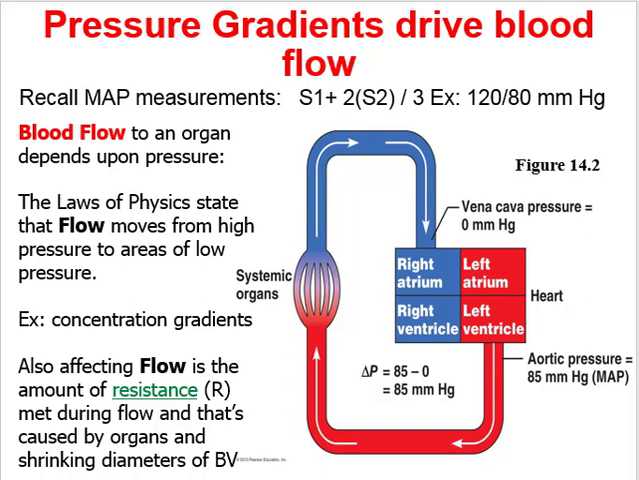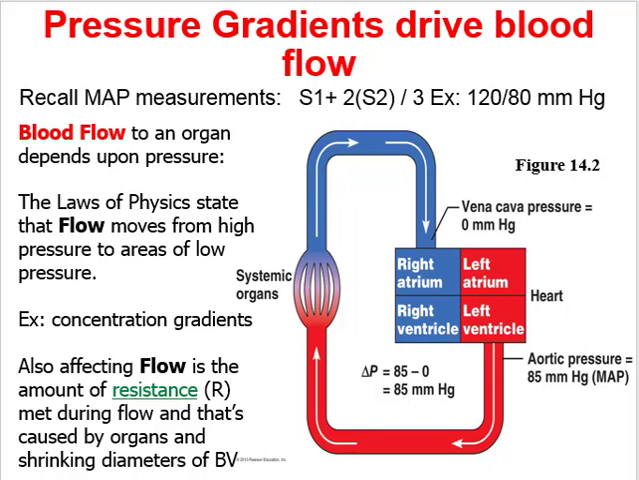Also affecting flow is the amount of resistance. Fluid can meet resistance during its pathway from the heart to the rest of the body, and that's caused by organs and shrinking diameters of smaller and smaller blood vessels as you move from point A to point B. So the flow is determined by taking the difference in pressure between 2 points, from point A to point B, and dividing it by resistance.